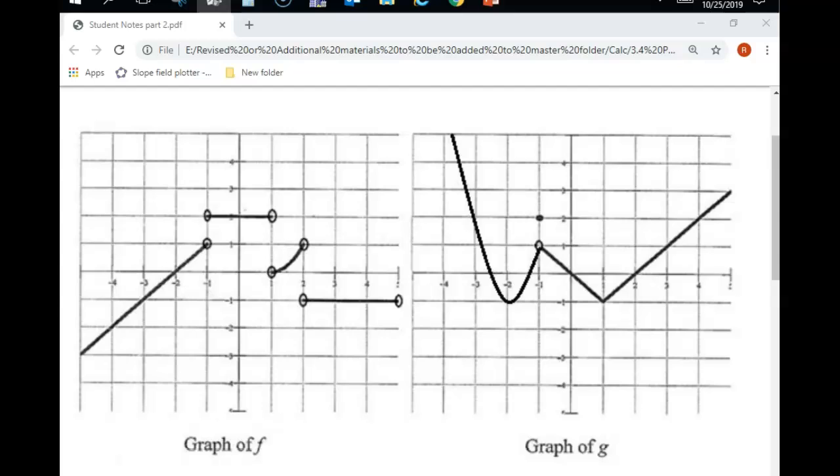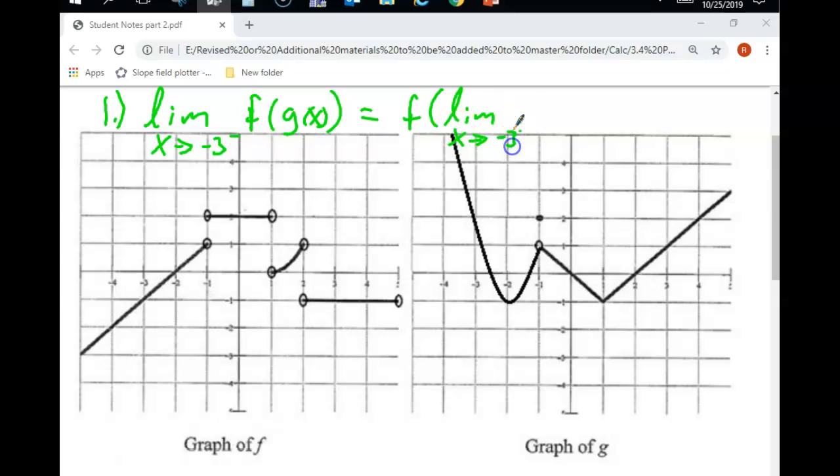Uh-oh. Well, let's work it out. Here we go. So the limit, this is for number 1, the limit as x approaches -3 from the left of f of g of x. That is going to be f of the limit as x approaches -3 from the left of g of x.